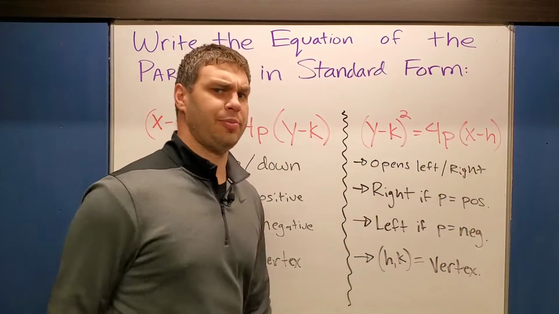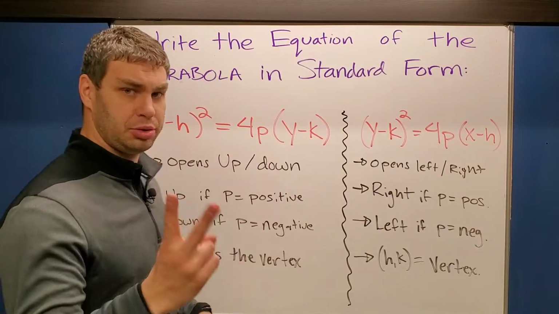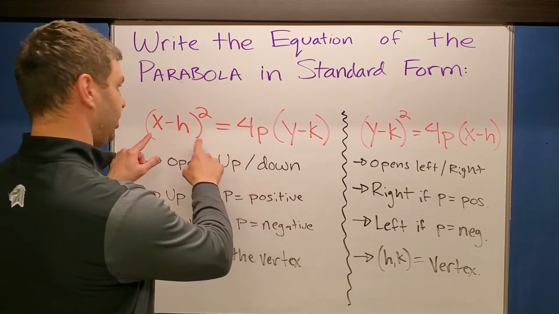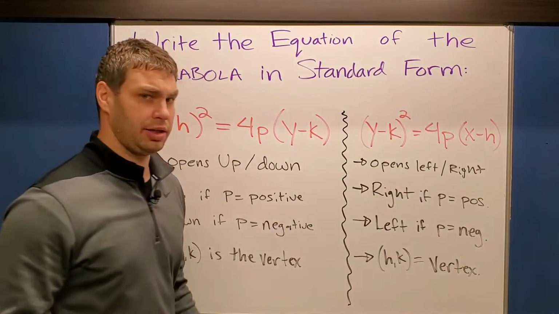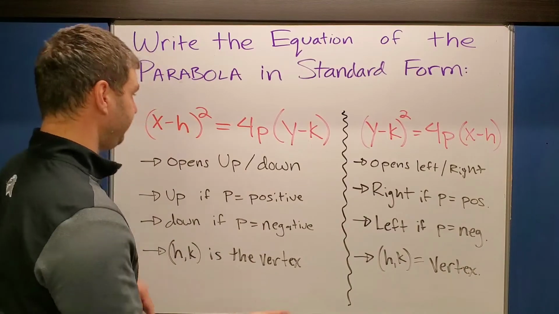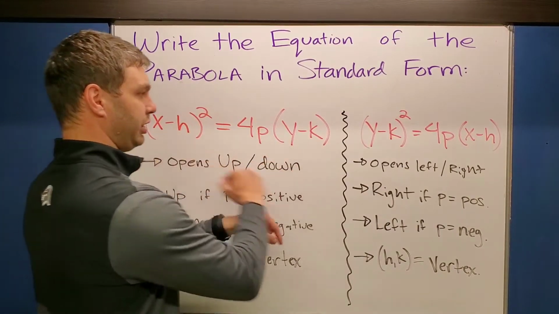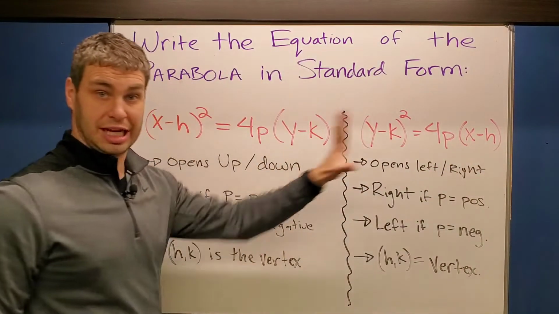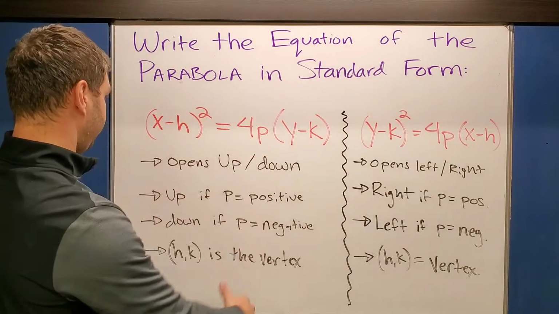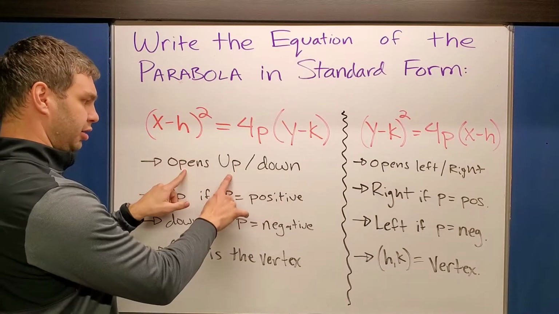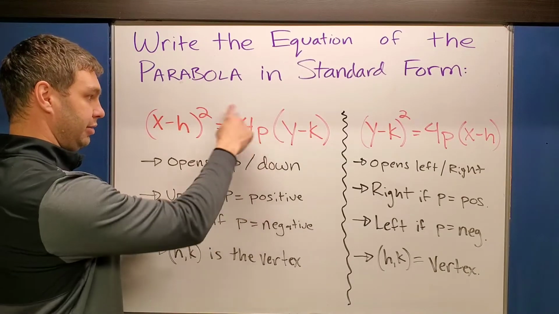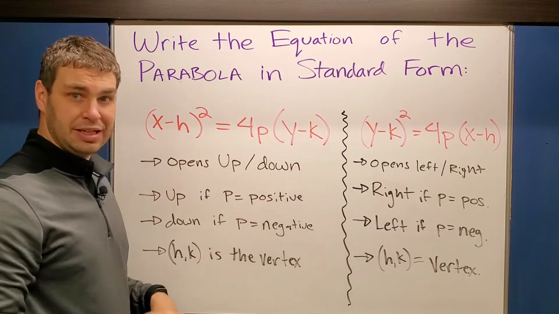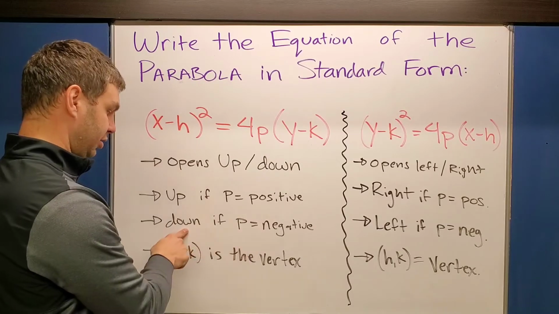All right, guys, a real quick reminder about what standard form looks like. Remember, there are two different types. Either our x values are going to be squared or our y values are going to be squared. Otherwise, these are pretty much identical, besides the fact that these two switch when we go to our other type over here. If our x values are squared, this is either going to open up or down. It's going to open up if our p value, the term in front of this parentheses, is positive. If it's negative, it's going to open down.